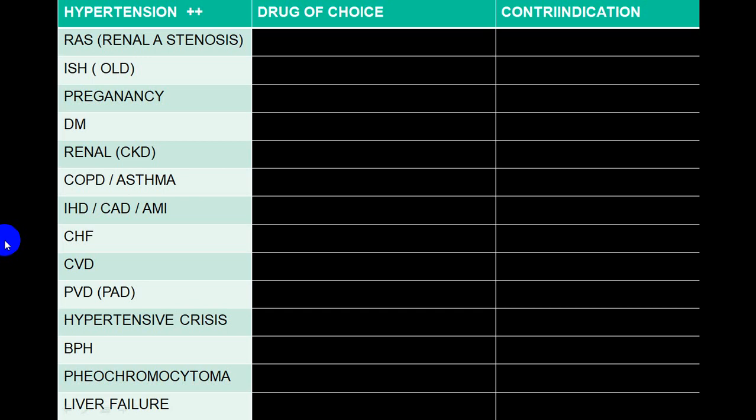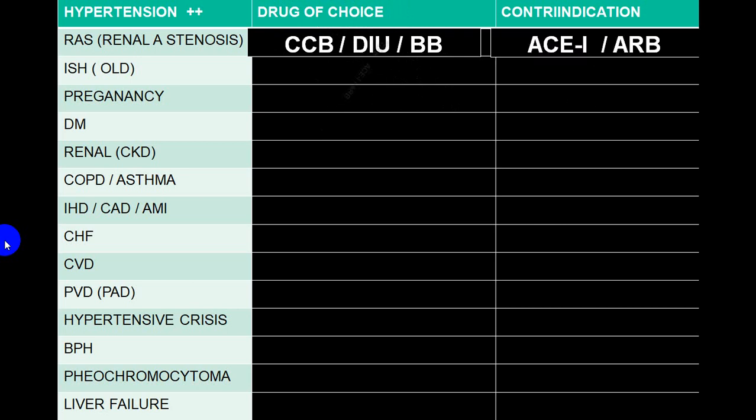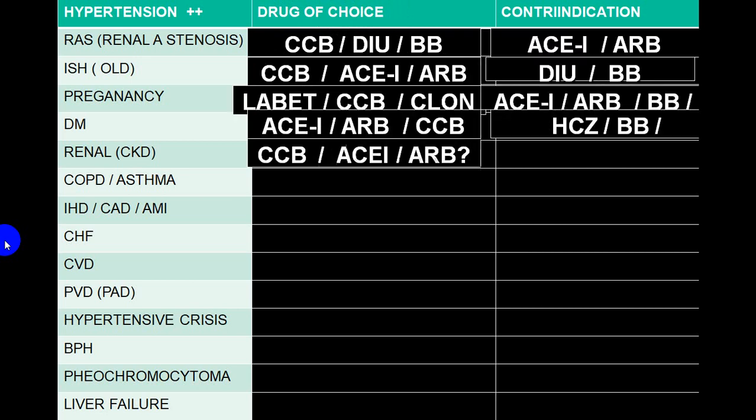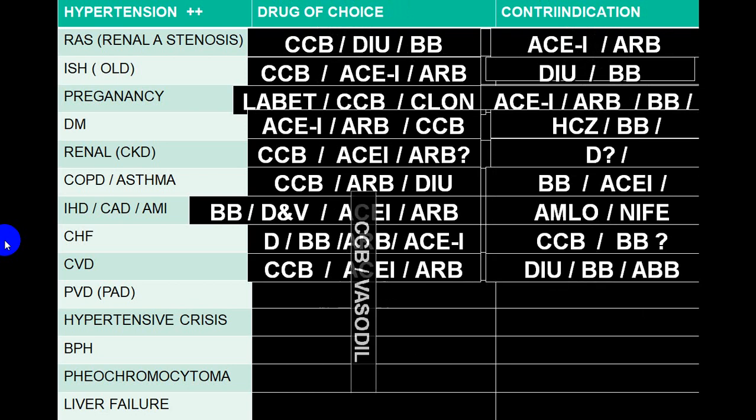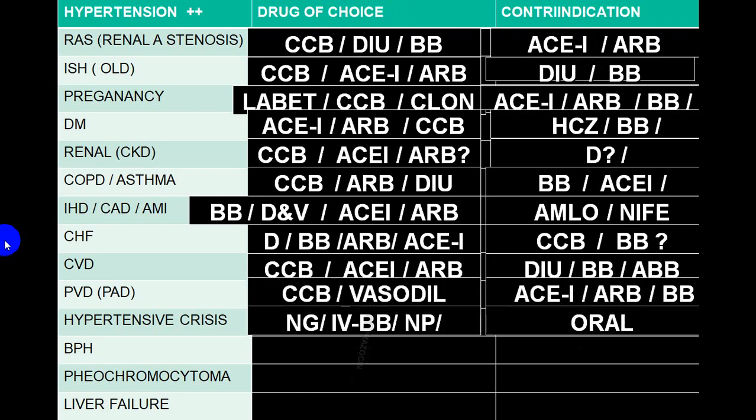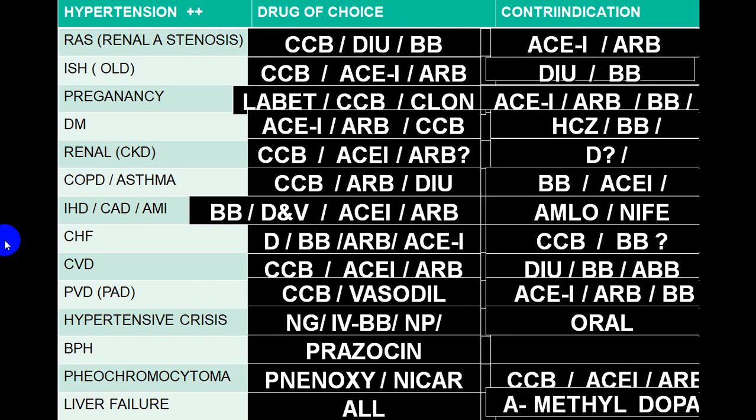This is a quiz for you. You can go at your leisure time. Which is a drug of choice in renal artery stenosis? What is contraindicated? I put all this. So you can go through, but have a genuine quiz for you. So go through. These are all the conditions. These are indications. These are contraindications. Which drug is contraindicated? Go at your leisure time.